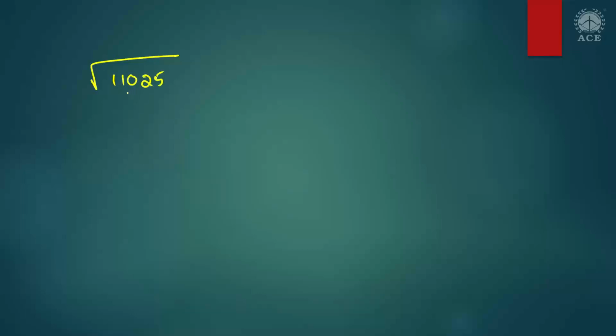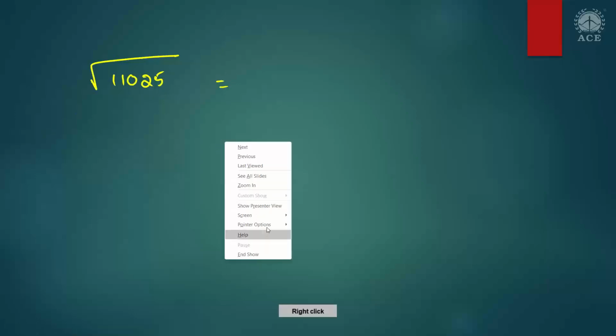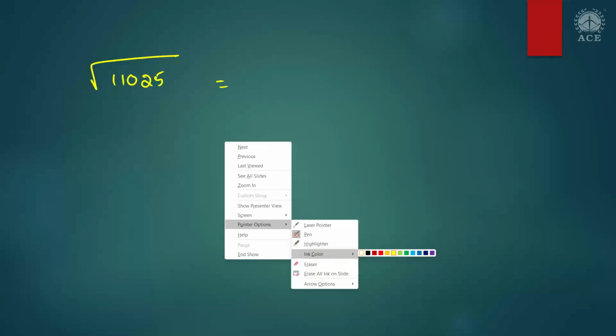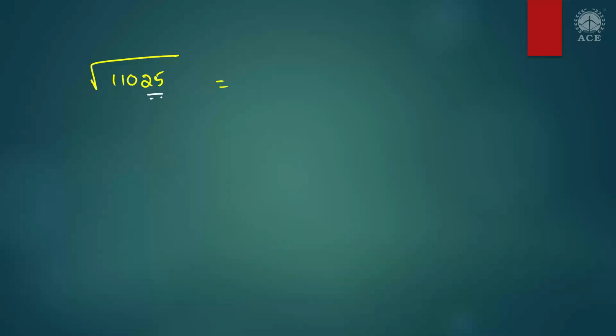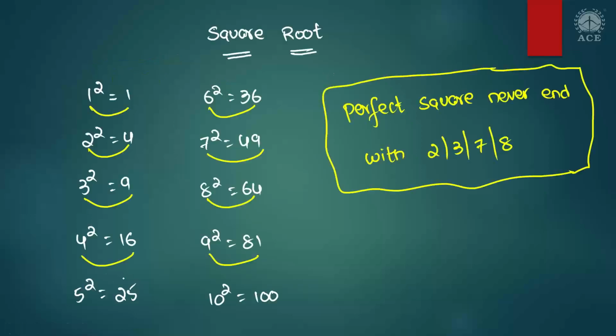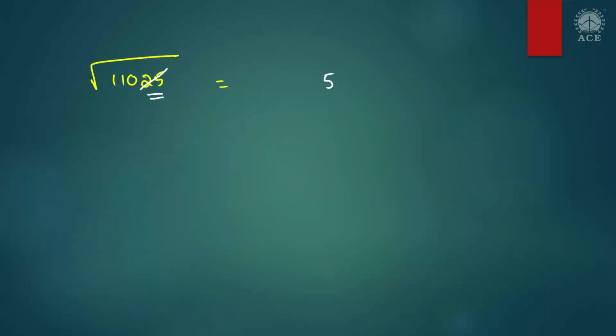Now we'll go for the square root of 11,025. You have to find the square root of 11,025. Now listen, here it is ending with 5, 25 are the last two digits. The square root of a number ending with 5 is the square of 5 only. Only 5 square ends with 5, not other numbers ending with 5. So I can remove these two digits and put 5 here.